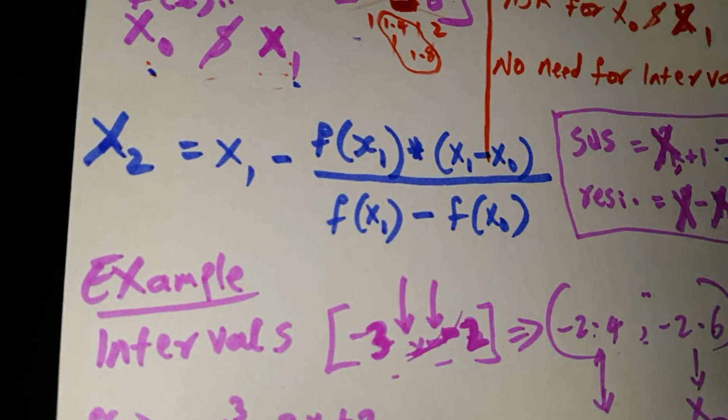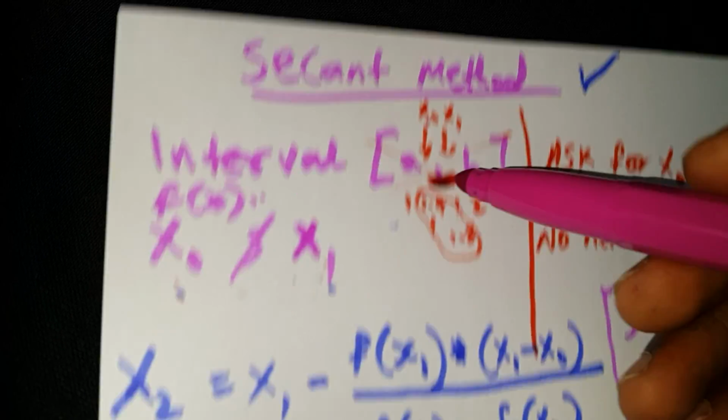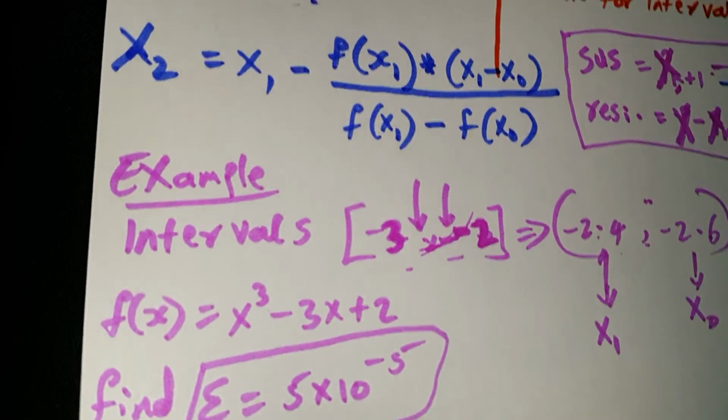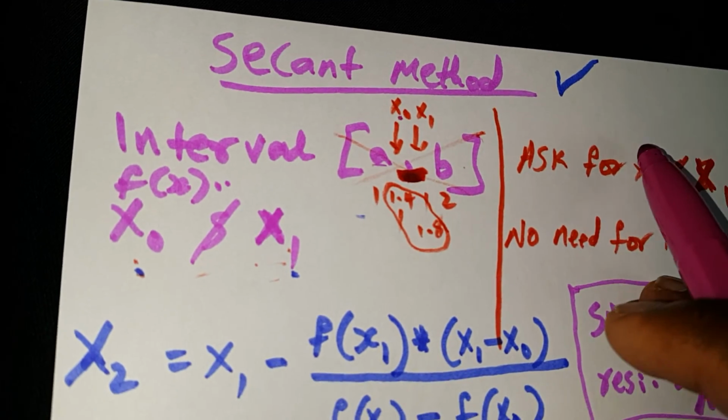I hope this video will help you. Just try to understand it by taking the x0 and x1 here and doing it. So that is the idea of solving a secant method.